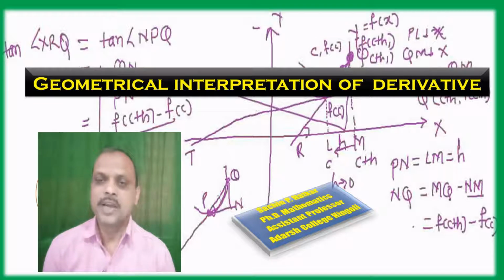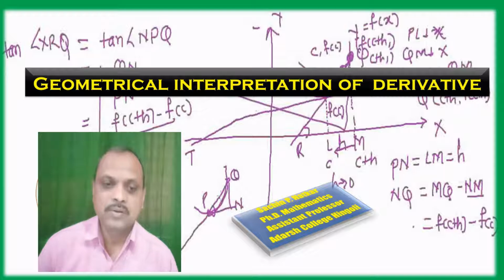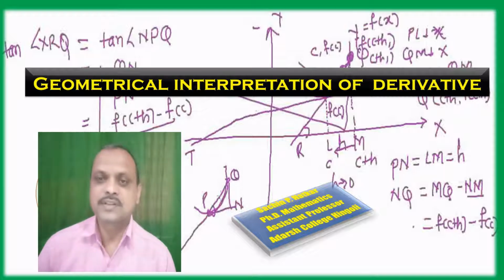Here we show the geometrical interpretation of the derivative. The derivative f dash of a function at a point is nothing but the tangent of the angle which the tangent at the point makes with the x axis. So here we see how the derivative is the tangent at the point.